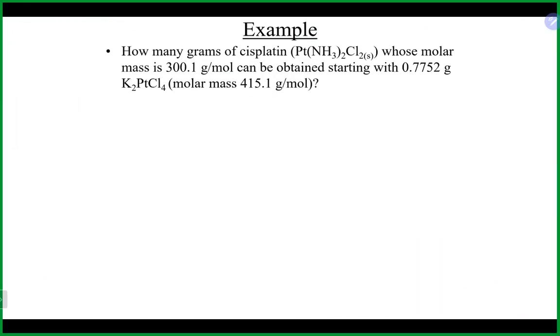All right, one last one here in basic stoichiometry problems. Try this one. How many grams of cisplatin, whose molar mass is 300.1 grams per mole, can be obtained from 0.7752 grams of K2PtCl4, molar mass 415.1? So they're nice enough to do the molar mass for you. You don't have to go to the periodic table. So that's pretty good. See what you come up with.